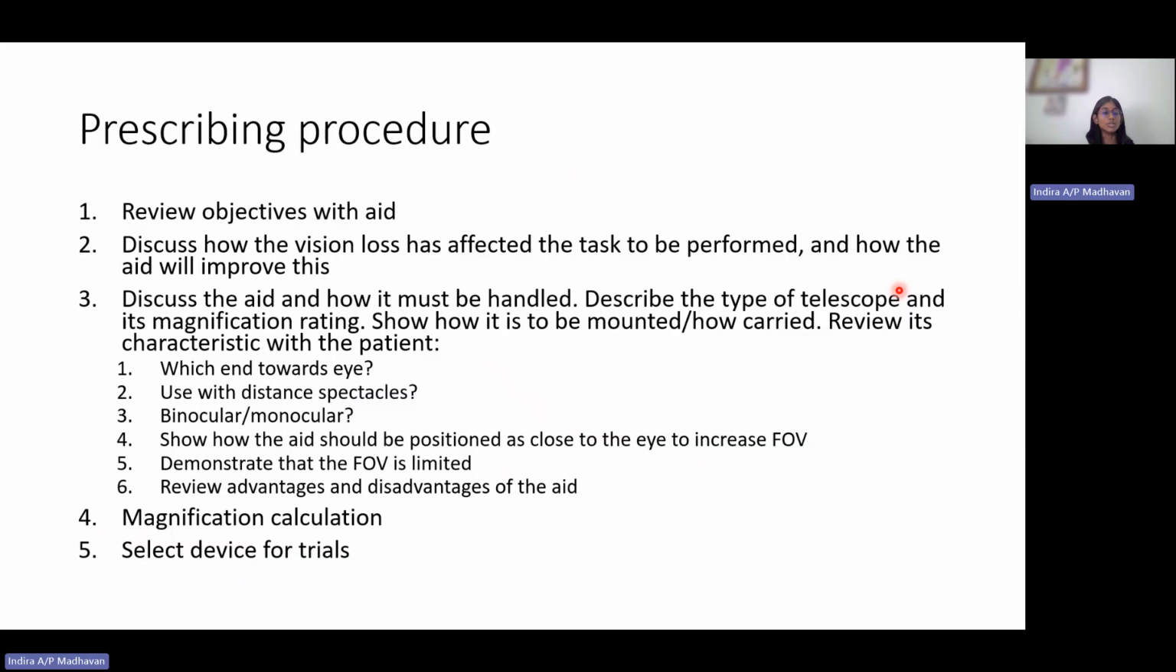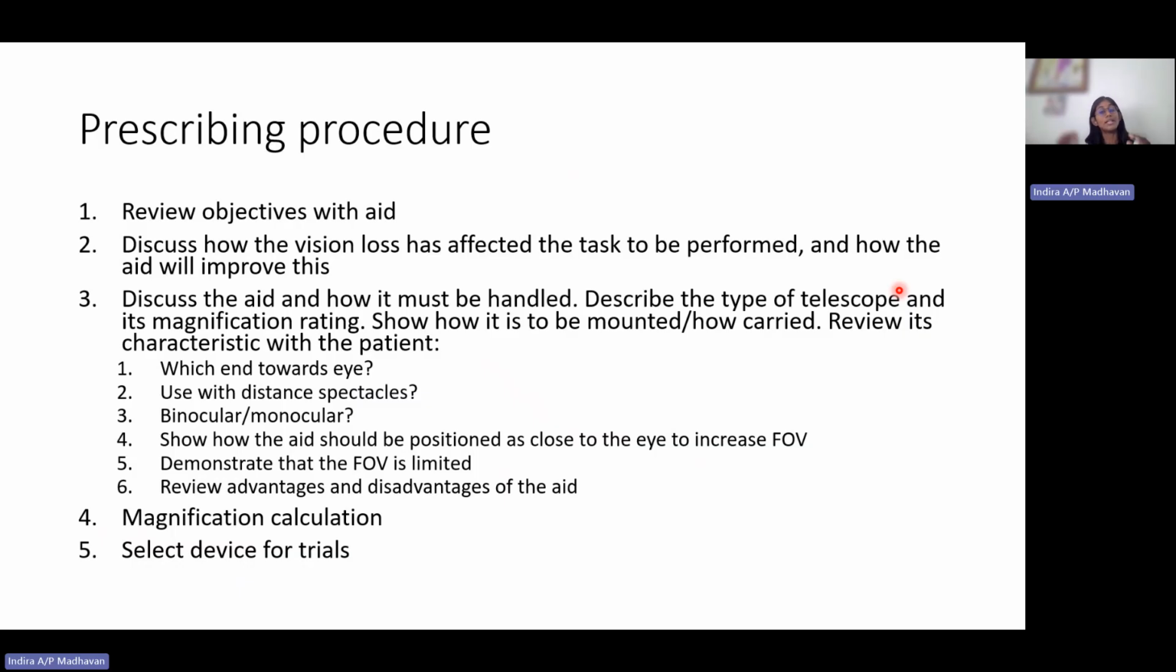Also show how the aid should be positioned as close to the eye as possible to increase the field of view. Let them experience it. First of all, explain to the patient what field of view is, before letting them try the telescope. Why is it so important? Because if I introduce a telescope and say that this telescope will make things appear bigger and closer to you, and you will be able to do activities that got stranded because of the vision problem, the imagination of the patient would be very high. They'll be thinking that it will work like glasses, like specially made glasses.